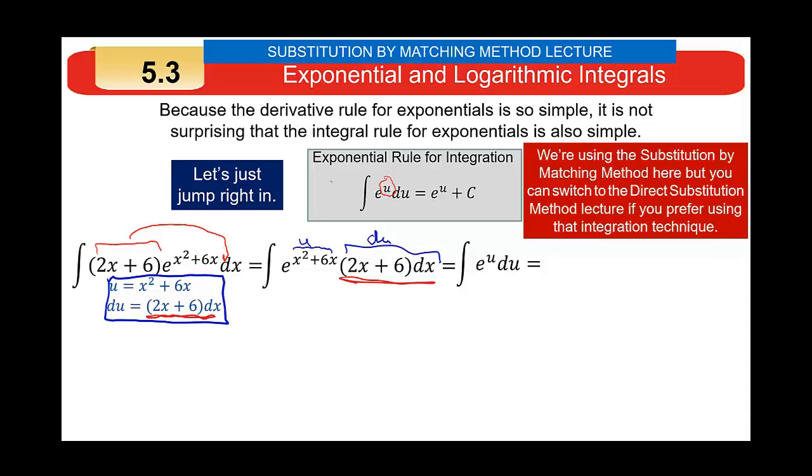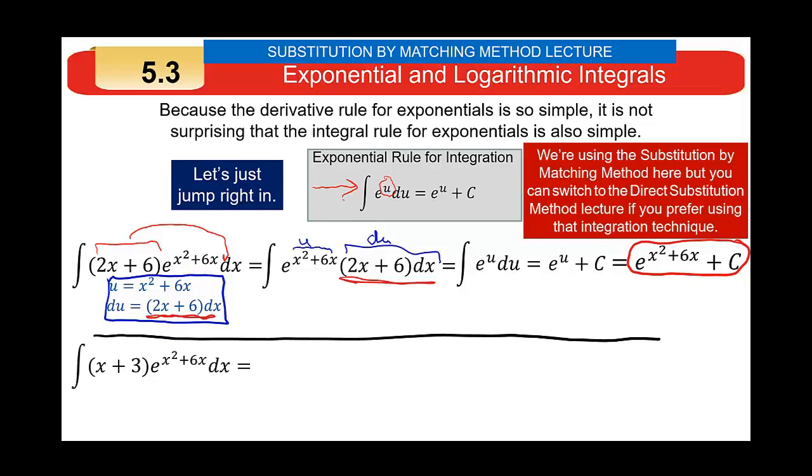And the integral of e to the u du from our formula above is just e to the u plus c. And never forget to substitute back when you're done with the integration. We put the u in there. We have to take it back out at the end. U was x squared plus 6x, so we take it back out and get our final solution. This is all very simple if you understood the substitution by matching method before you came into this section.